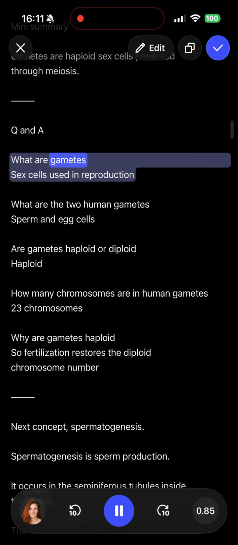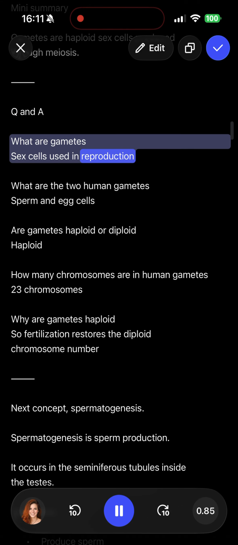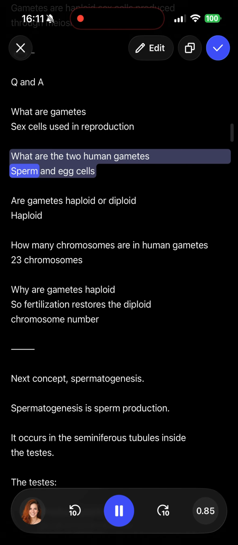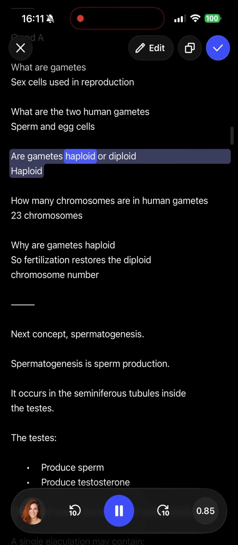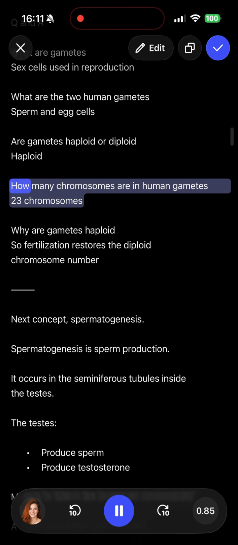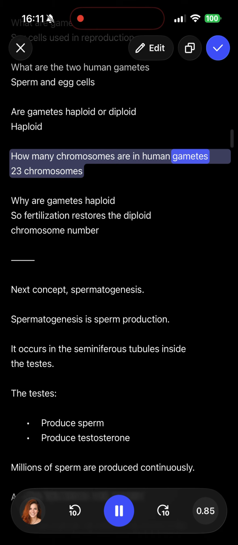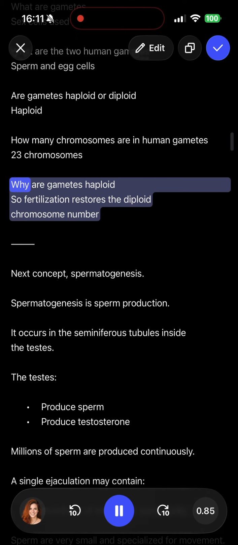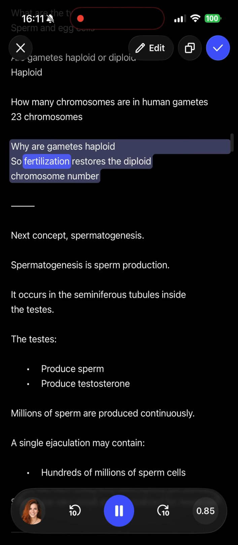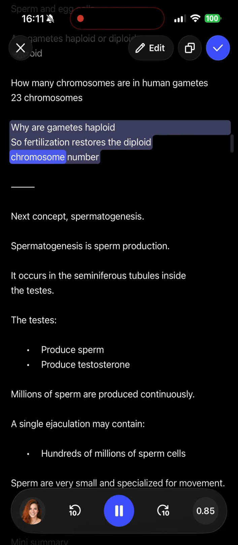Q&A. What are gametes? Sex cells used in reproduction. What are the two human gametes? Sperm and egg cells. Are gametes haploid or diploid? Haploid. How many chromosomes are in human gametes? 23 chromosomes. Why are gametes haploid? So fertilization restores the diploid chromosome number.